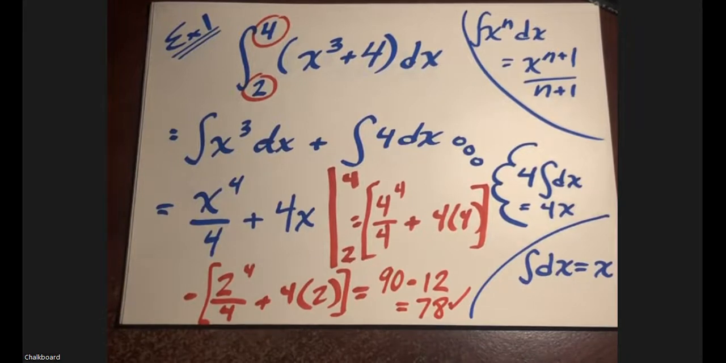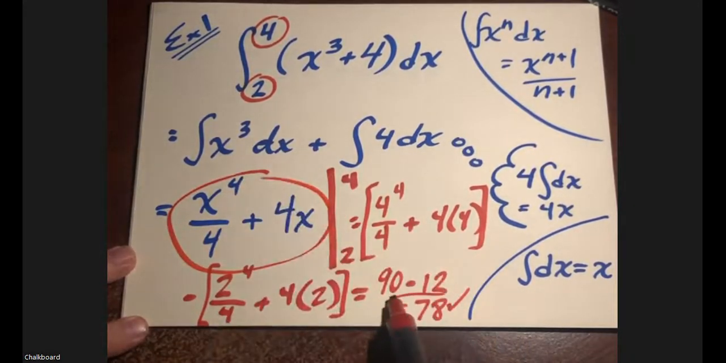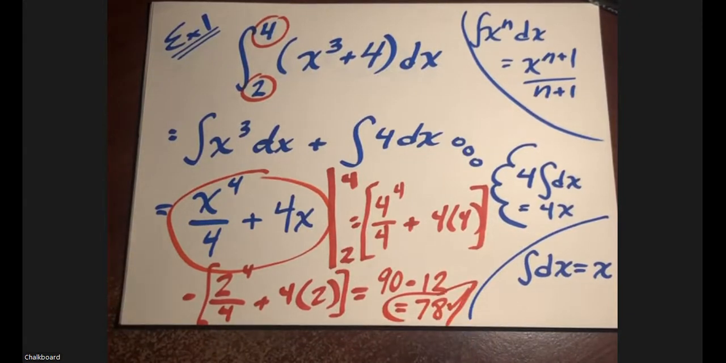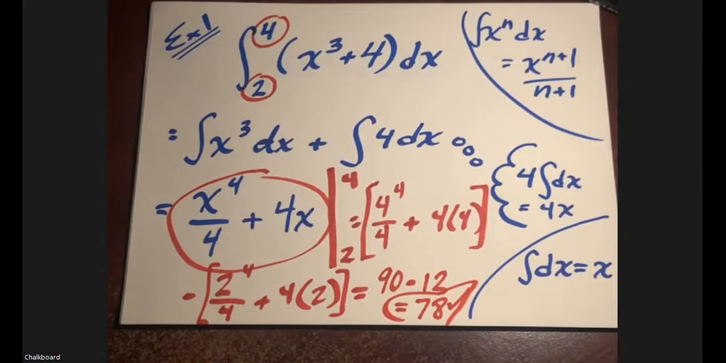What is the answer to this question? It's not this. It's this. This is the answer because this is a definite integral. And definite integrals with numbers have an answer that is a number. And you want to show your work. But what is the final answer? It's that actual measurement, that number.